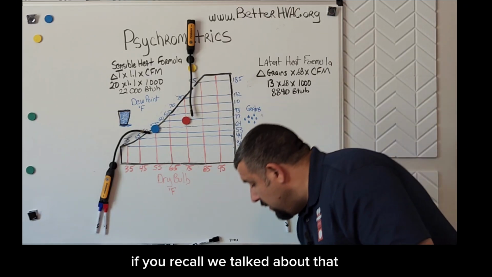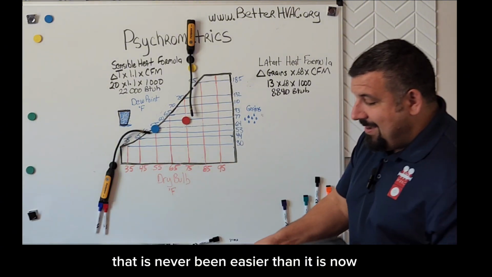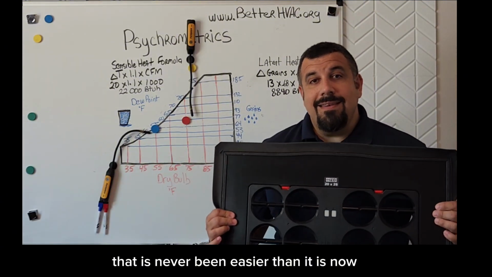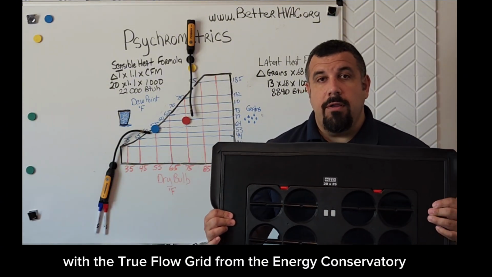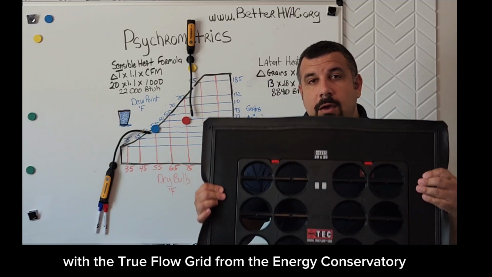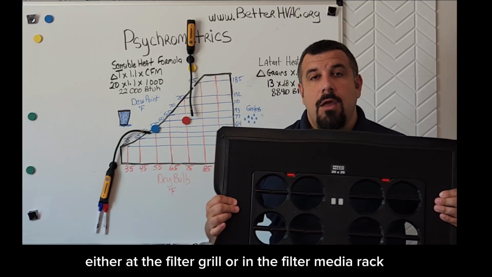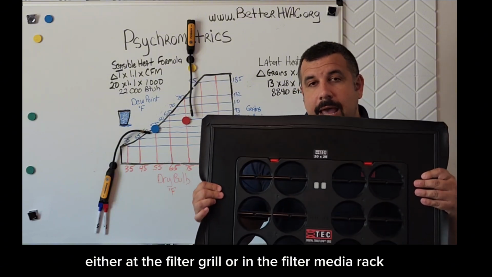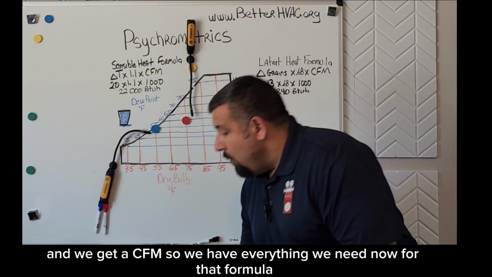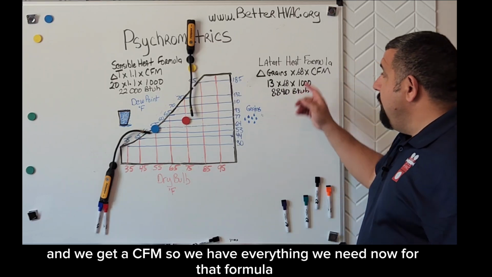And if you recall, we talked about how that has never been easier than it is now with the TrueFlow Grid from the Energy Conservatory. We put this in the return path, in the return duct, either at the filter grill or in the filter media rack, and we get a CFM. So we have everything we need now for that formula.